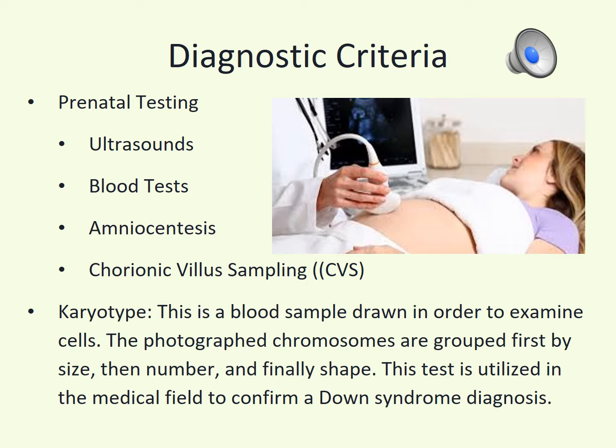The main difference between CVS and amniocentesis is the time it is conducted. While amniocentesis is performed within 15 to 20 weeks of pregnancy, CVS can be performed at 10 to 12 weeks, which is much earlier.